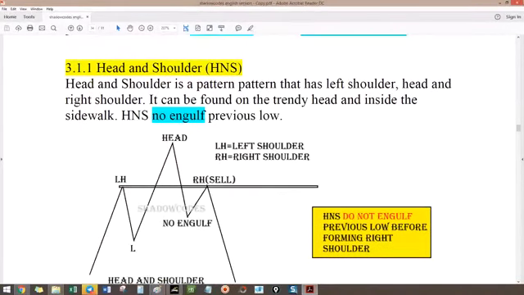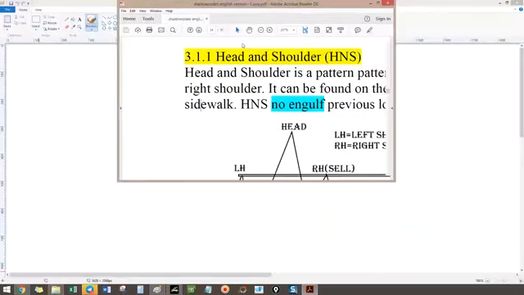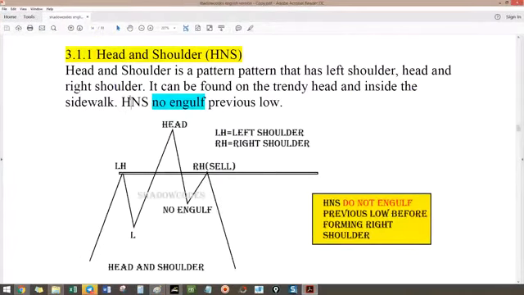For head and shoulder, it's a pattern that has a left shoulder, a head, and a right shoulder. It can be found in the trend and inside the sideway.